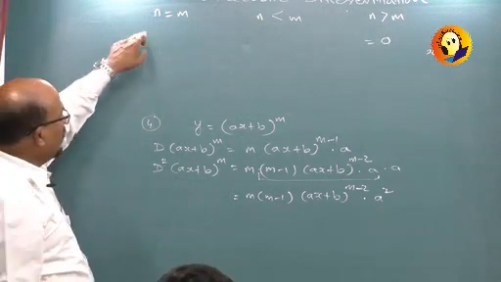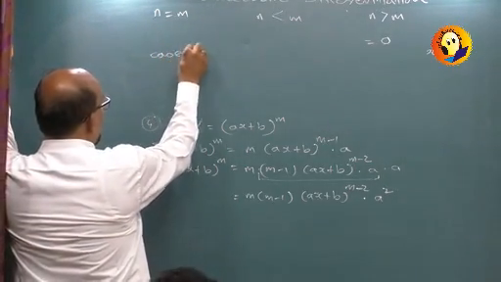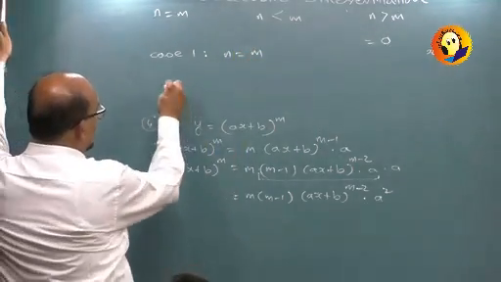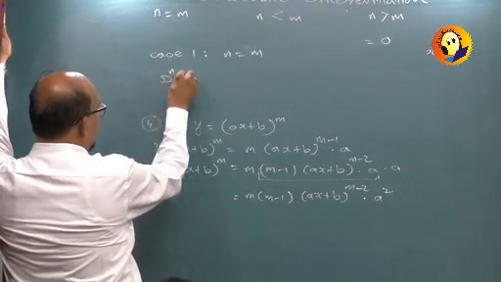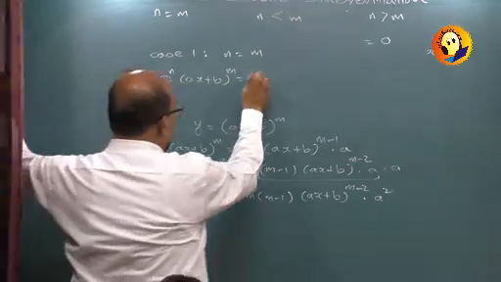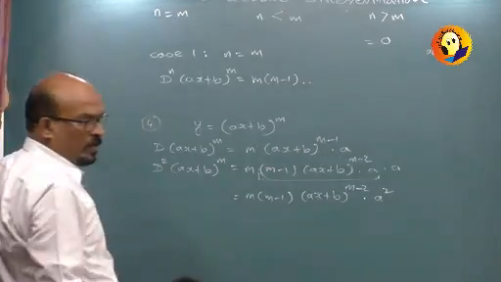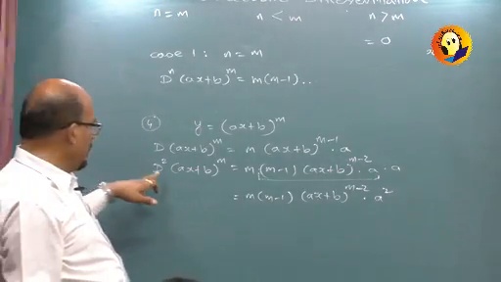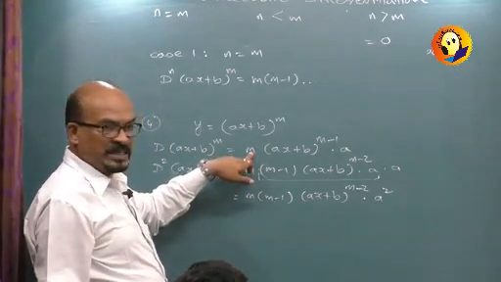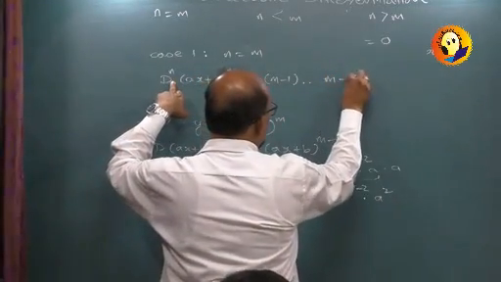Okay, n equal to m. So we consider case 1, n is equal to m. Now as I generalize, I will find that the nth derivative of (ax plus b) raised to m will be m into m minus 1, etc. Now see, when it is 2, it is up to m minus 1. When it is 1, it is up to m minus 0. So when it is n, it will be up to m minus n minus 1.